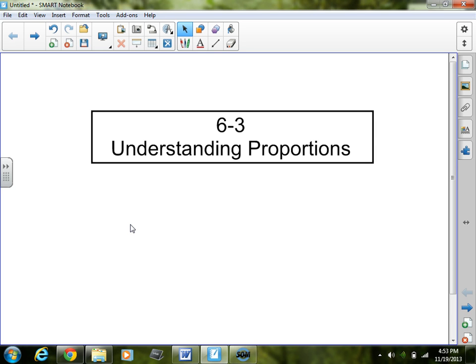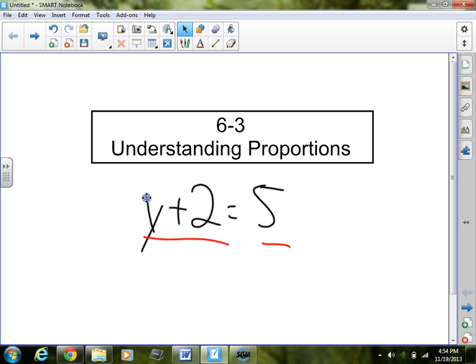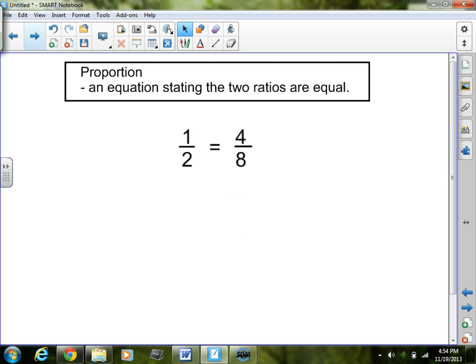All the way back in chapter 2, we learned that in an equation, both sides, this side and this side of the equal sign, must be equal. Now, ladies and gentlemen, the nice thing is, a proportion states basically the exact same thing, only we're going to be talking about ratios. Now remember, ratios can look like fractions, and that's what you see on the board there.